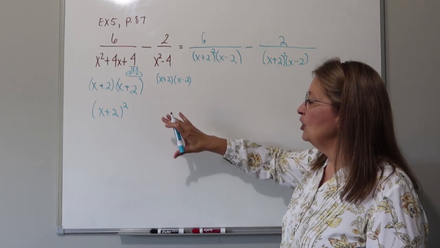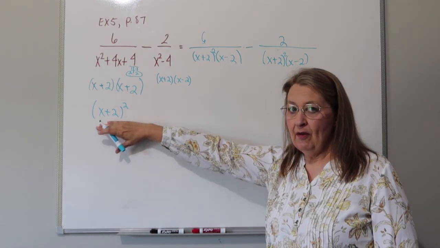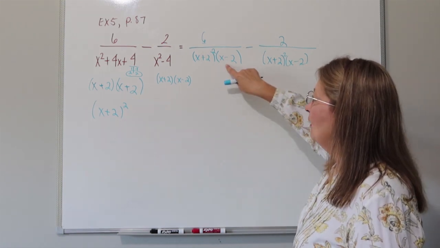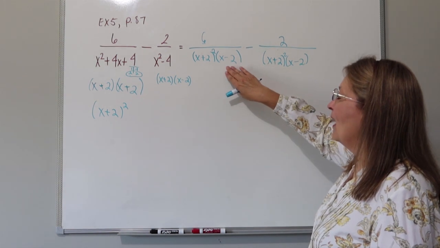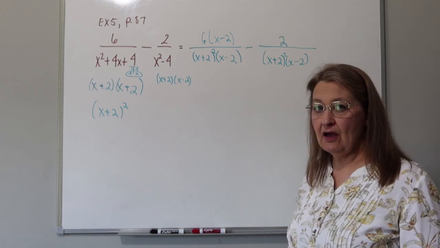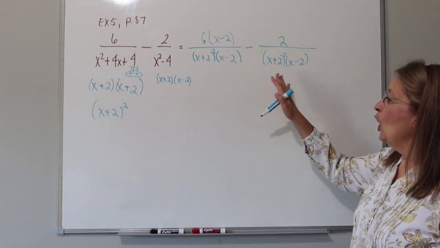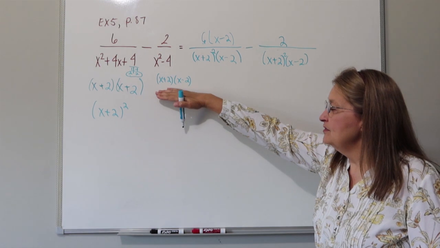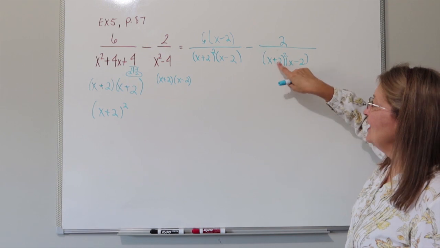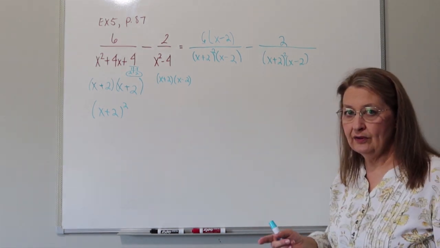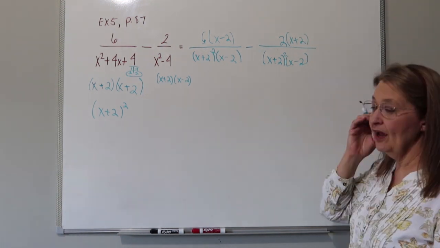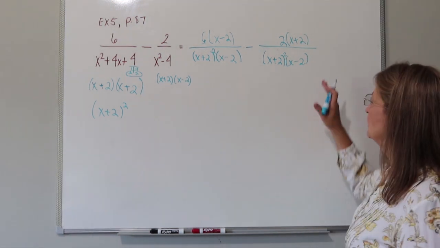Now I've got to adjust my numerator. What do I not have in this denominator that I have here? Well, I multiplied it by another x minus 2, so I have to do the same thing to the top. Now let's look at this one. What do I do to go from this denominator to get to this new one? Well, I have x plus 2, x minus 2, but here I have x plus 2 squared. So that means I have one more x plus 2. So I'm going to have to multiply that numerator by x plus 2.